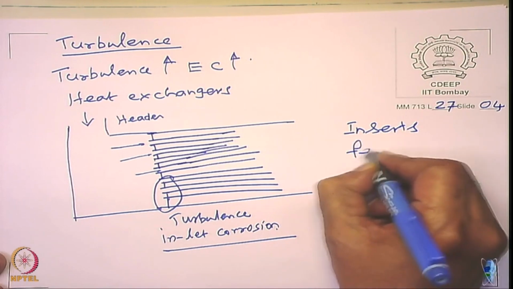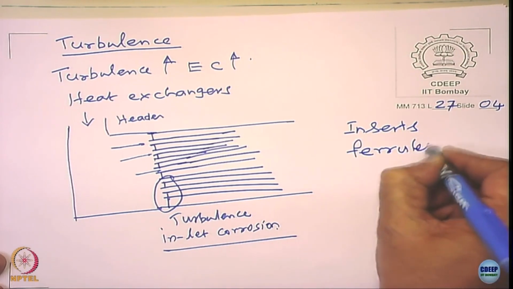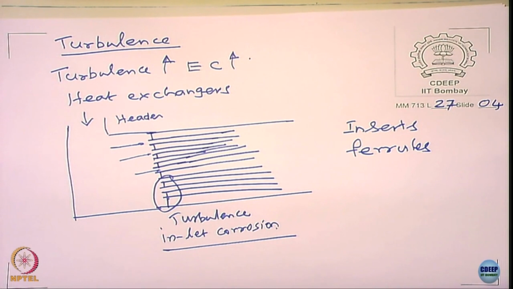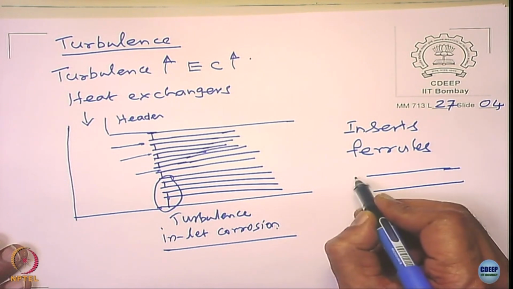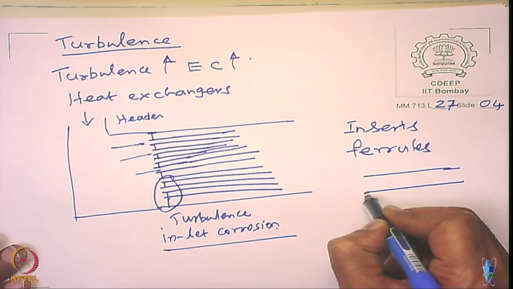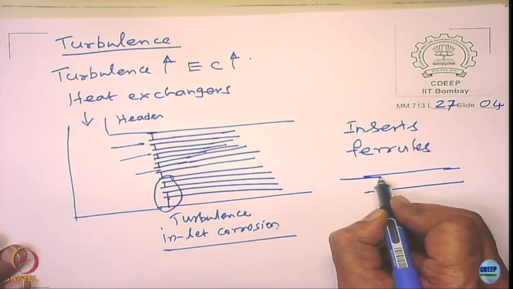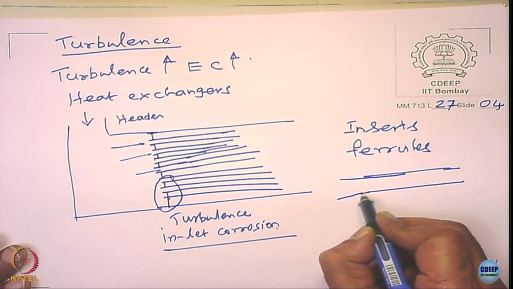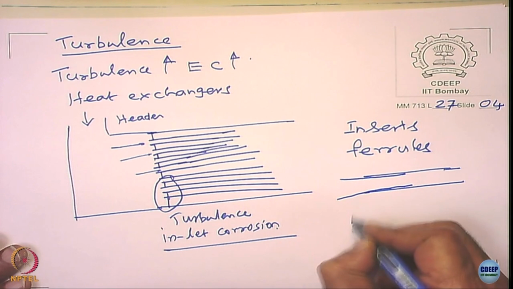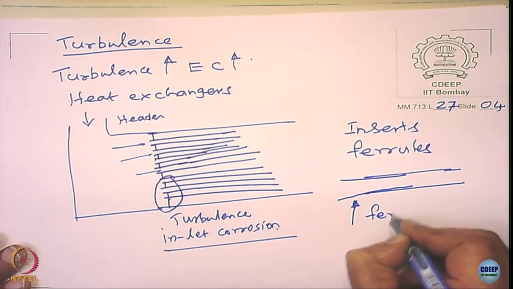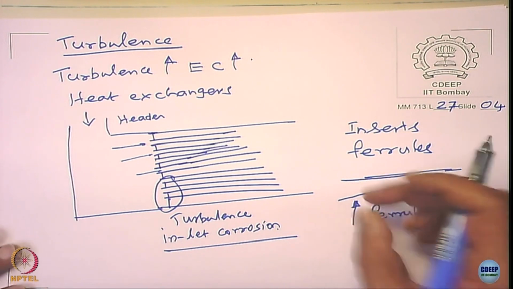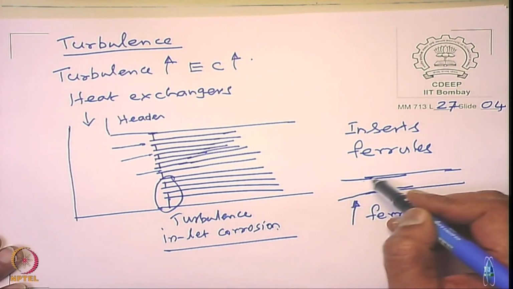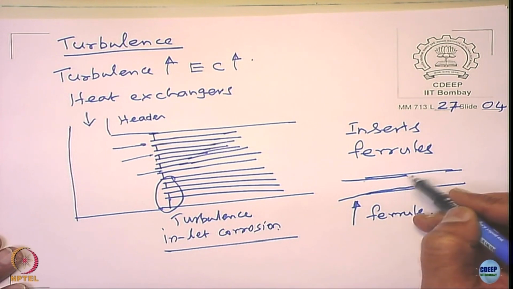they are called ferrules, right. So this is a tube, for example. This is the ferrule, okay, and it is not necessarily that they protrude, they just go inside. I just showed it this way for convenience.